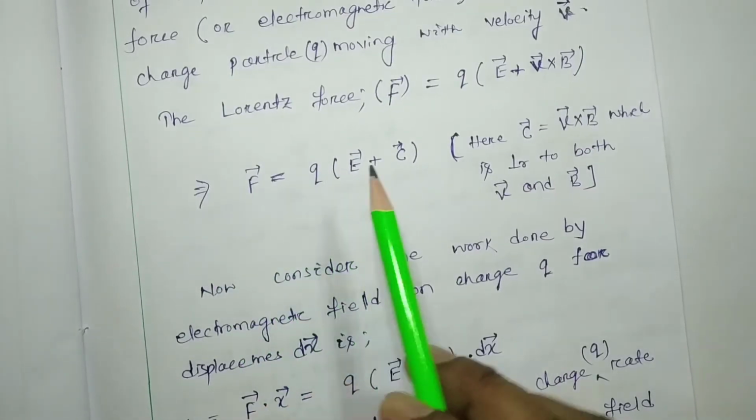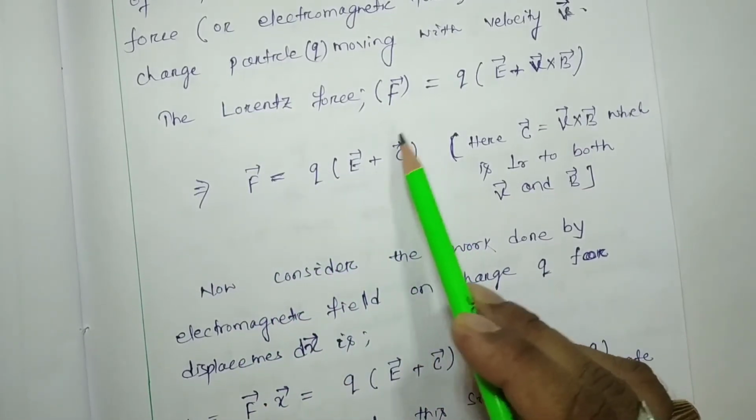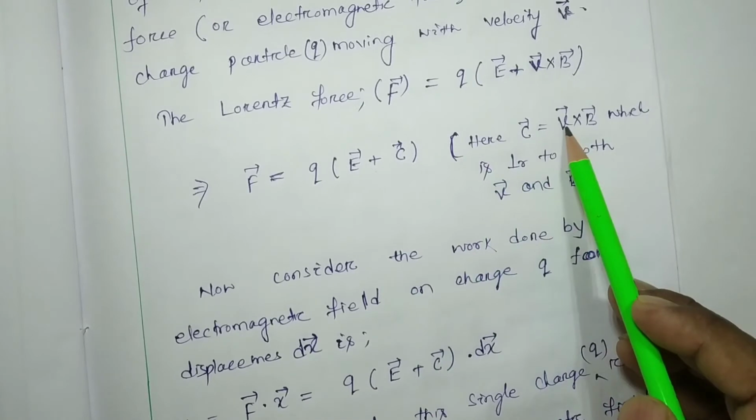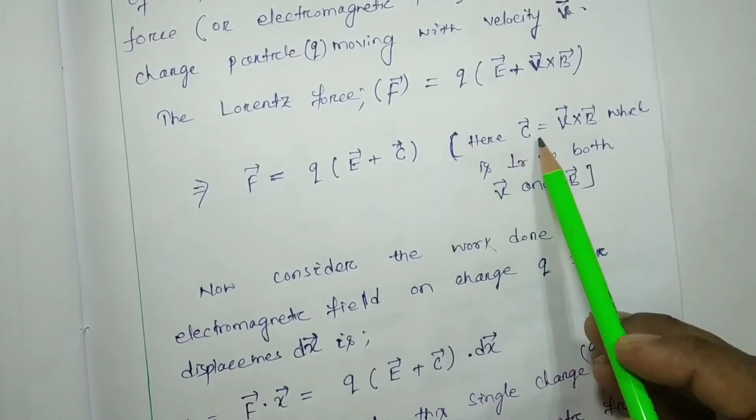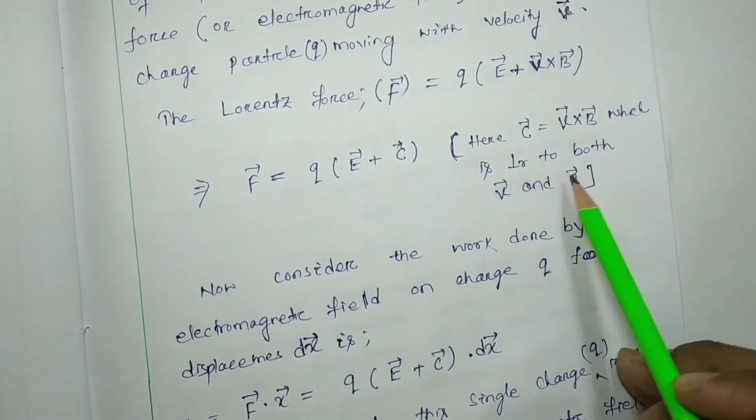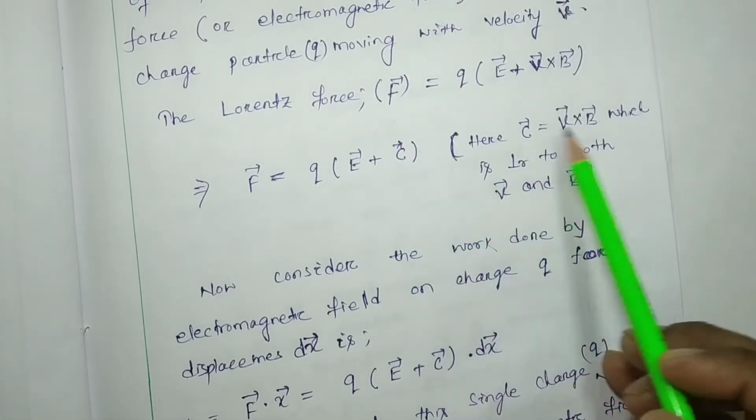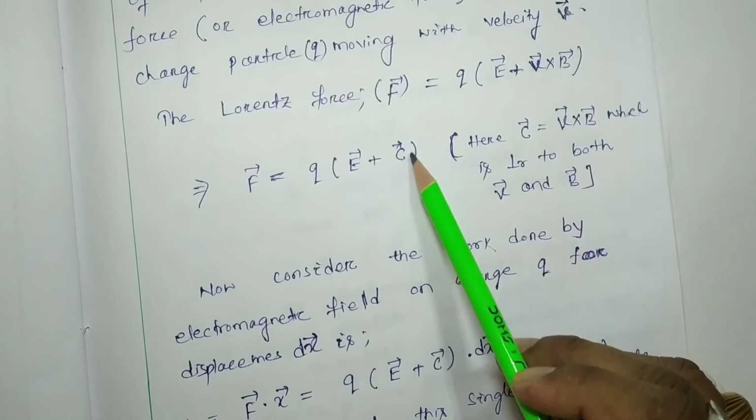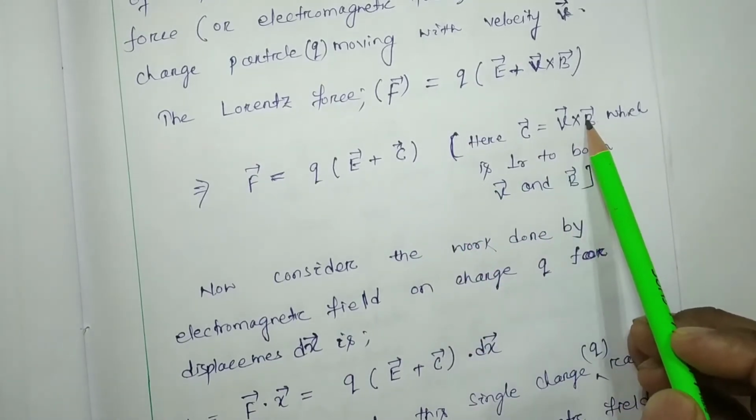F equal to Q into E plus C. Here C is another vector we considered, that is V cross B, and C is perpendicular to both V and B. So if we consider C equal to V cross B, obviously C is perpendicular to V and B.